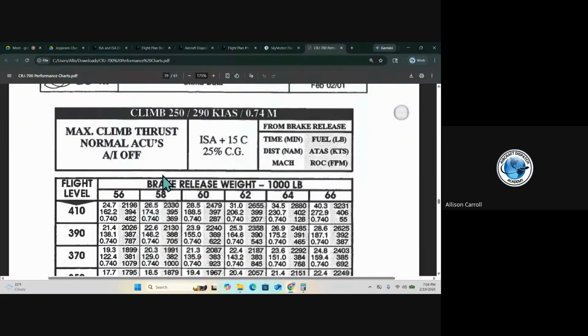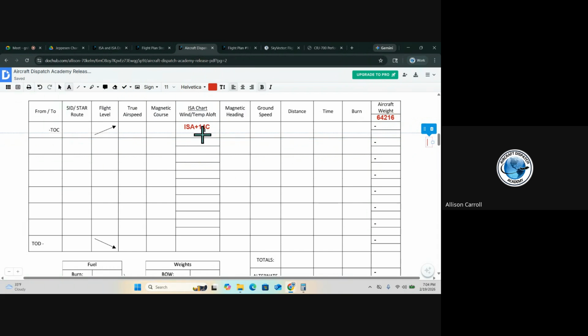So here's that climb chart. You can always double check yourself that you're on the right chart. So for climb, and then ISA +15 right here in the center. Okay. So this is where Jaden would put ISA +15 because that's the specific chart that we're going to use. I personally just put my ISA deviation in there. Either way works because just looking at it, I know that I'm going to use ISA +15. Okay.